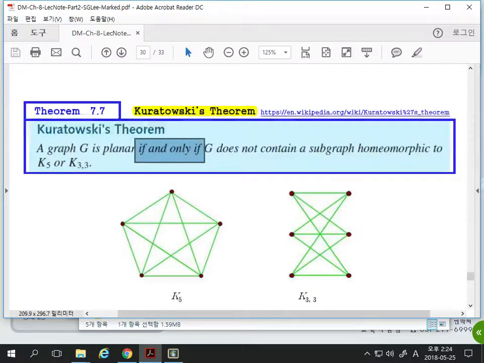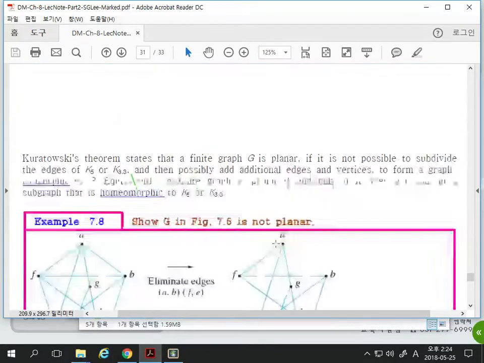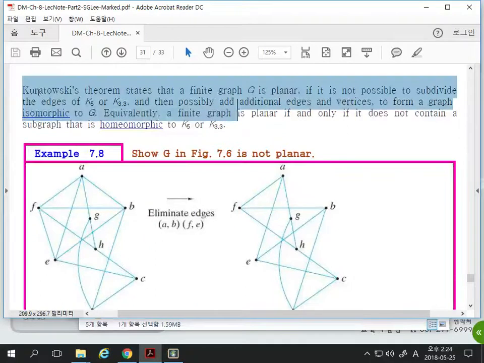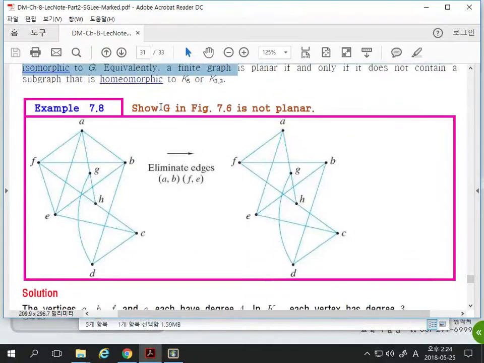So Kuratowski made a great contribution. So for example, here, okay, so this is the Kuratowski theorem. Here, for example, the graph G in figure 7.6 is not planar because from here we can delete.